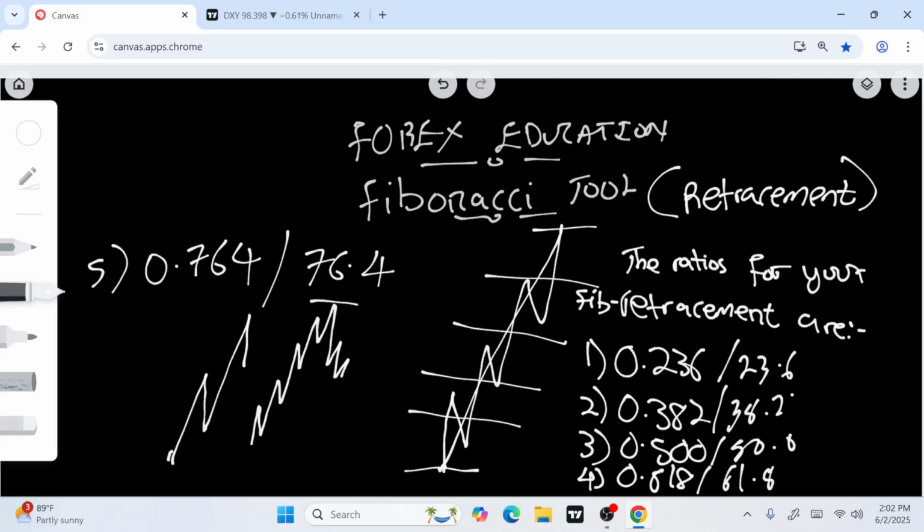Now, please, you need to memorize these ratio levels. No problem, the tool is there, but just make sure you are aware of these ratio levels. They are very, very important. Now let's go to real time.